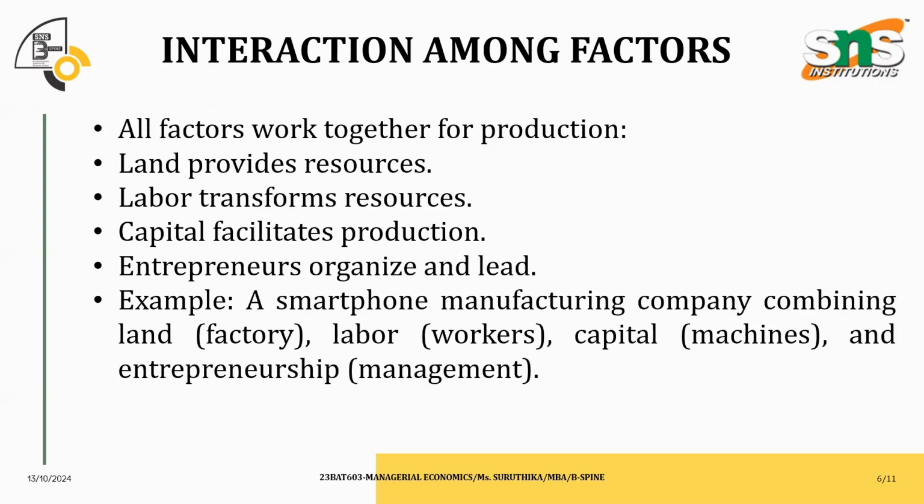So in this particular slide, we will discuss the interaction among factors. Although there are four different factors of production, it's of utmost importance to understand that all these factors work together for the production process to be efficient. So land provides resources, labor transforms those resources, capital facilitates the overall transformation process, while entrepreneurs organize and lead the process.